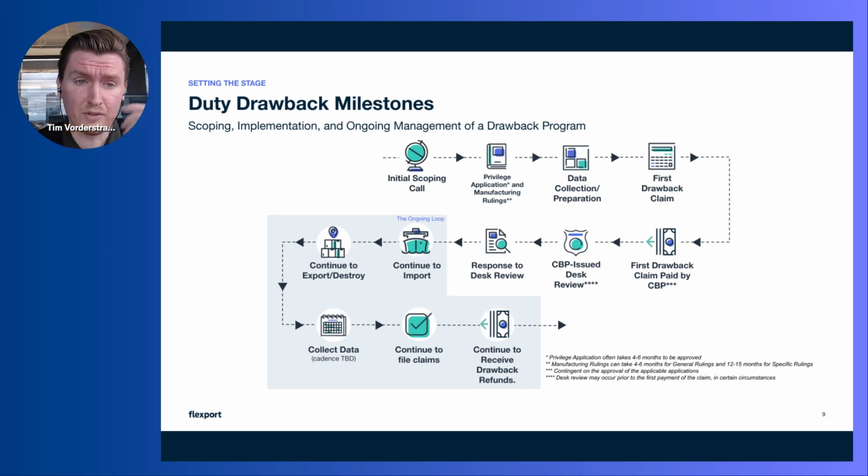Once the applications are submitted, we pivot very quickly, right? Customs will take some time to review and approve them. If you've gone through this process before, you might have seen some lengthy timelines. We've had some long ones. We've had some very short ones. But during that time, that's when we start collecting your import and export data, your import, export, or destruction, also your manufacturing data, and we'll prepare and file your first drawback claim. Then ultimately, once the application is approved, you'll get paid automatically within 4 to 6 weeks.